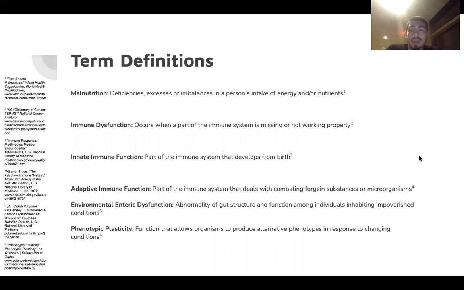And then last but not least, we're going to be looking at the concept of phenotypic plasticity. That really is the idea that the body is functionally able to allow organisms to produce alternative phenotypes in response to changing conditions. We're going to look at the immunity side of this phenotypic response.